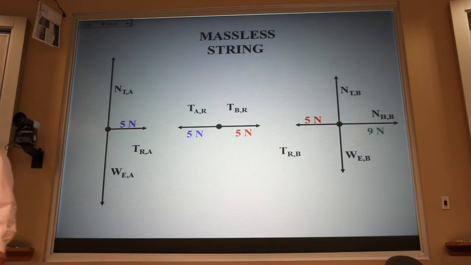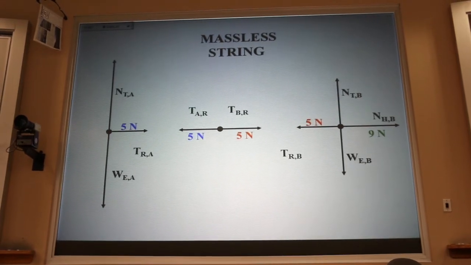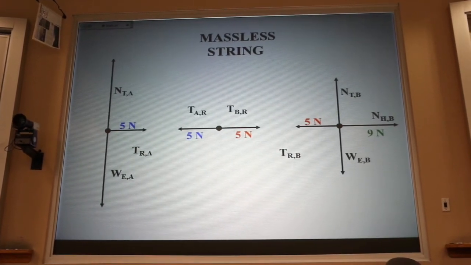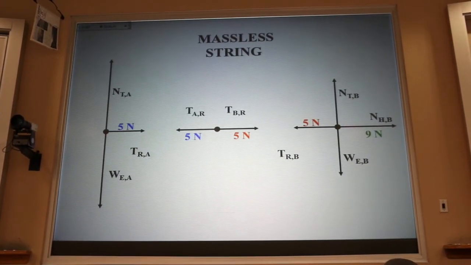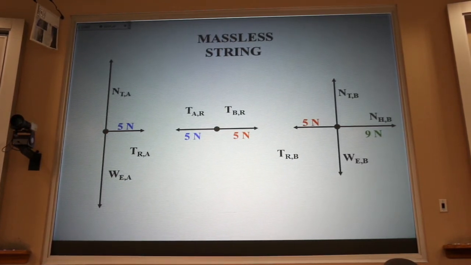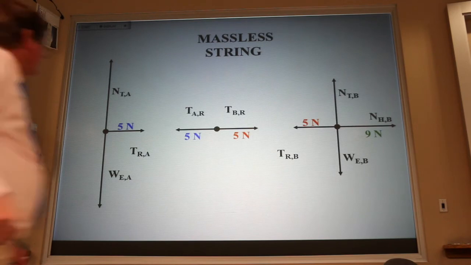Now don't confuse the net force with the force. The net force on a string has to be 0 if it's massless. But I can have a force at one end that's 1,000,000 newtons as long as I have 1,000,000 newtons pulling at the other end. Okay, is that clear?